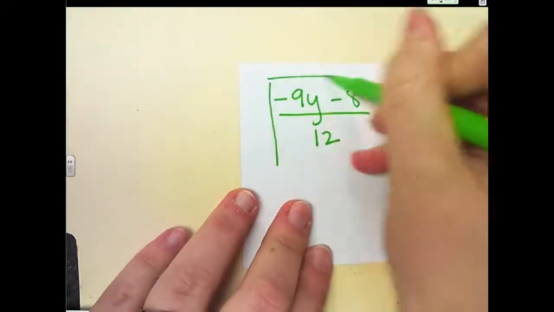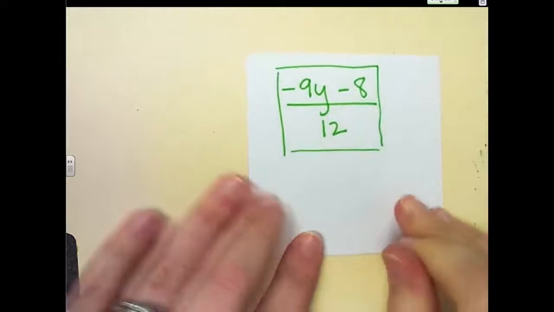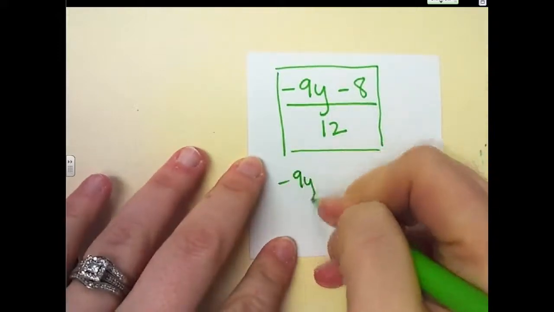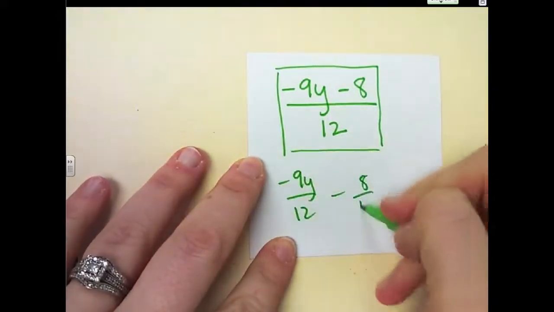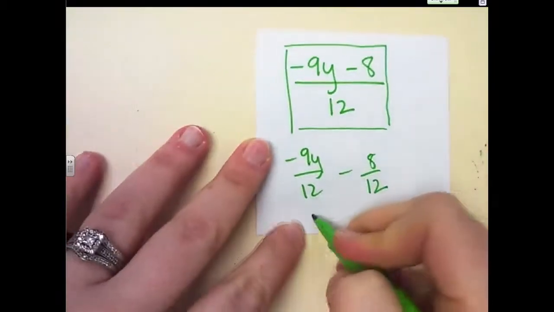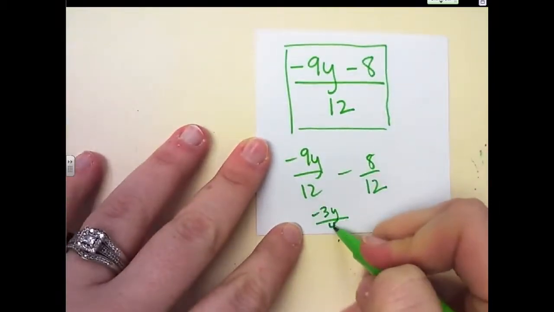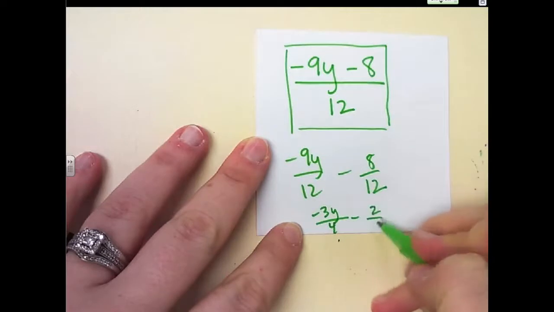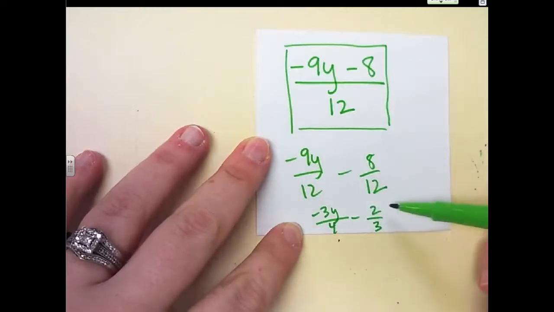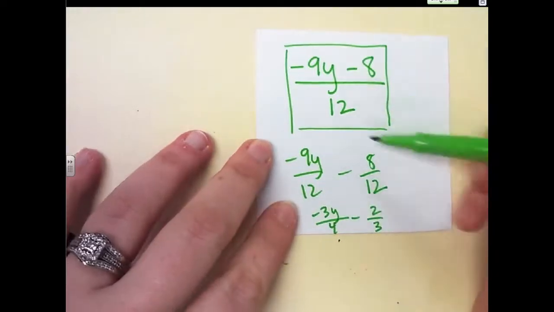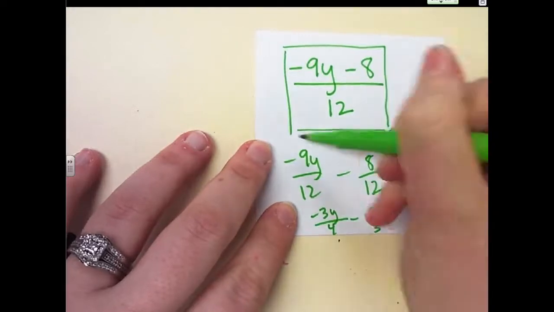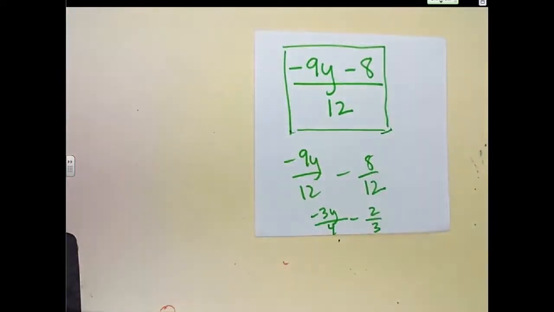So I would accept this. If you want to split up the 12, because I know some of you do that automatically, and that's fine. You can do this. So it would be what? Negative 3y over 4 minus 2/3. Some of you split it up, and that's fine. But honestly, just stop here. That's totally fine. Okay? All right. Number 4.